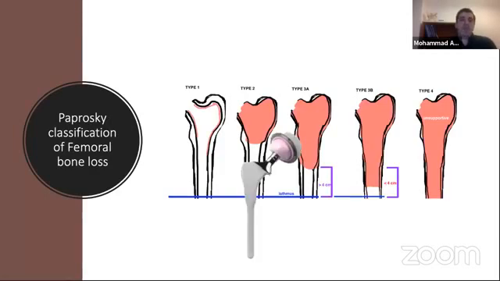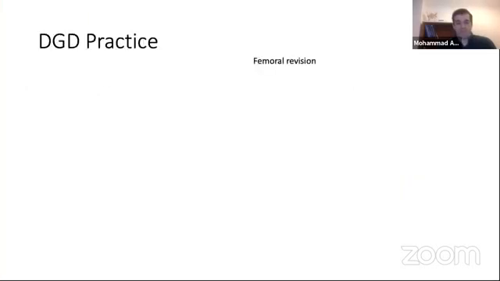For type 1 and 2, you can use an extensively porous coated implant, and that's according to Paprosky. For 3As and 3Bs, you can use uncemented taper fluted implants, just the restoration of the Wagner. And for type 4, according to Paprosky, it's either impaction grafting or a proximal femoral replacement. However, the Paprosky classification again does not take into account the need for future revision, the patient's age, or whether the implant is cemented or cementless.